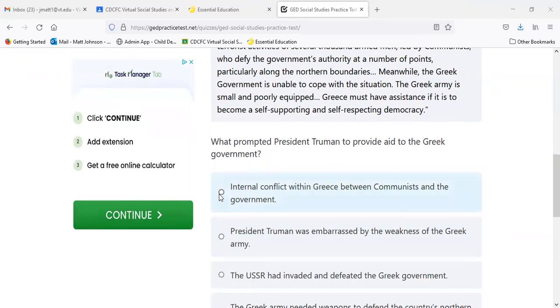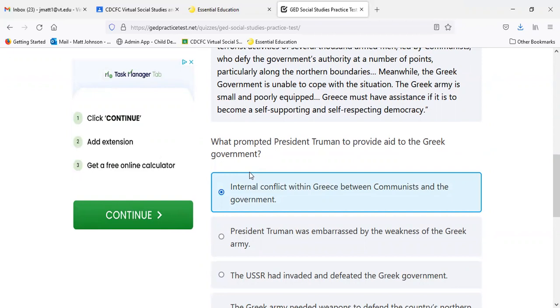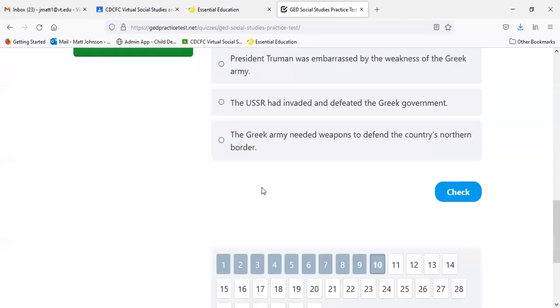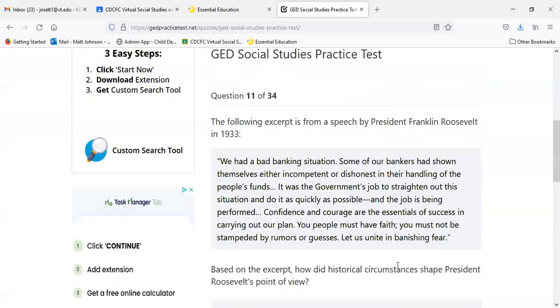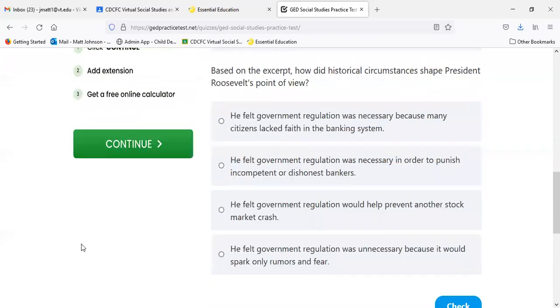So internally there were communists, and that was, I forget what that was called, the Truman Doctrine. The Truman Doctrine, which supplied Greece and Turkey with military aid, and then not long after that, they also became NATO members, both Turkey and Greece. So they're kind of staunchly in Team West and Team USA for the Cold War. And let's see, 11. Oh, that's the same thing.